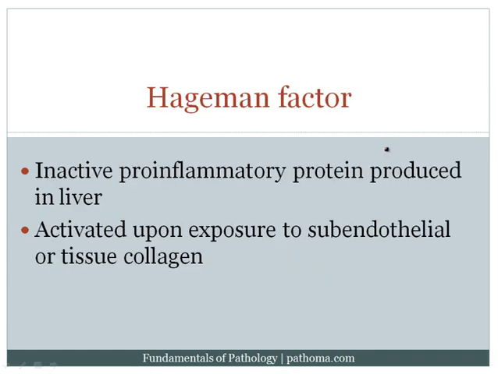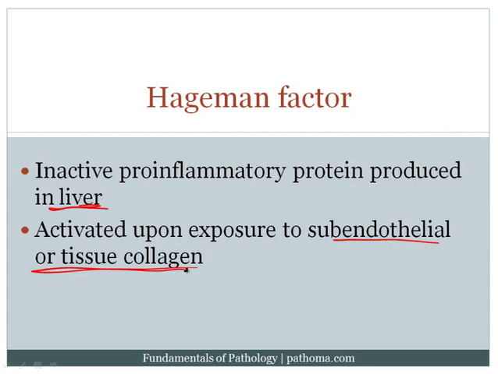The next of the acute inflammatory mediators is Hagemann factor. Hagemann factor is an inactive pro-inflammatory protein that's produced in the liver, and it gets activated upon exposure to subendothelial or tissue collagen. So this is one of the important factors that helps to activate acute inflammation. And I would say, if one important thing for examinations that you want to remember about Hagemann factor, it's that Hagemann factor plays an important role in DIC, especially in severe gram-negative sepsis. So when there's severe gram-negative sepsis, the gram-negative organisms also have the ability to activate Hagemann factor, and that activation of Hagemann factor plays an important role in DIC.